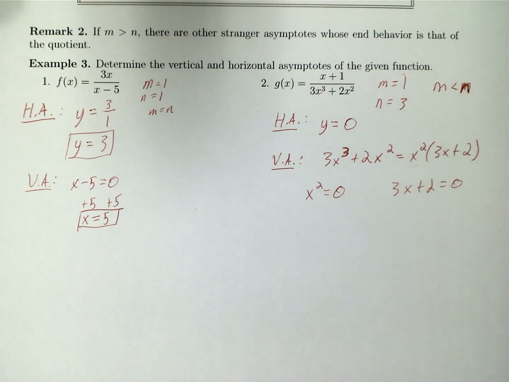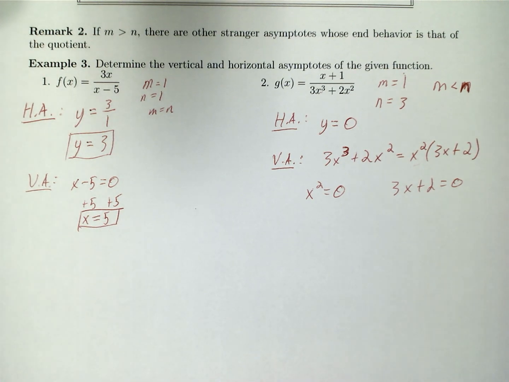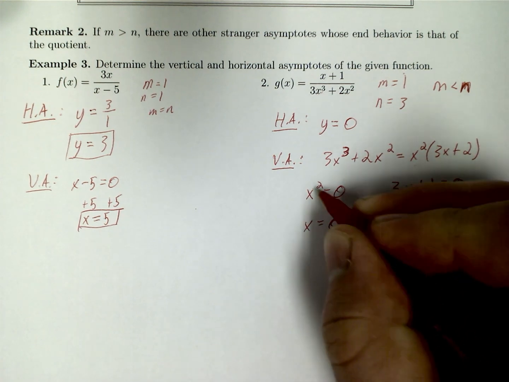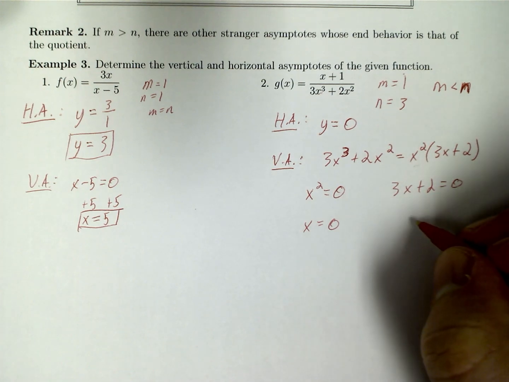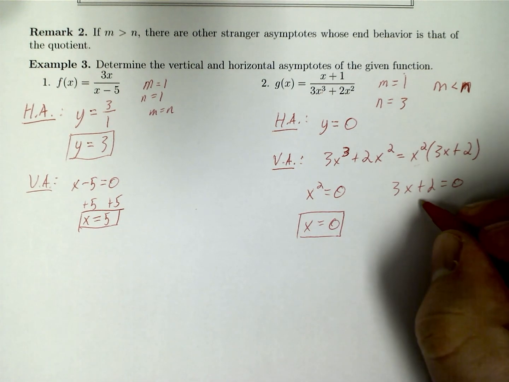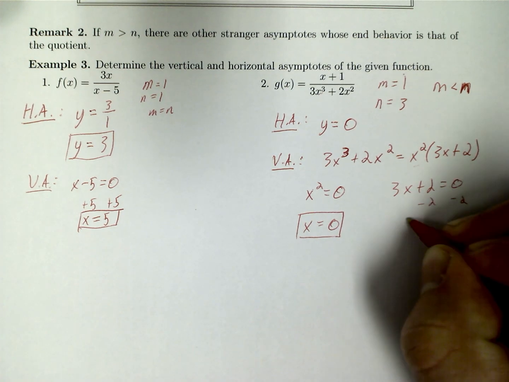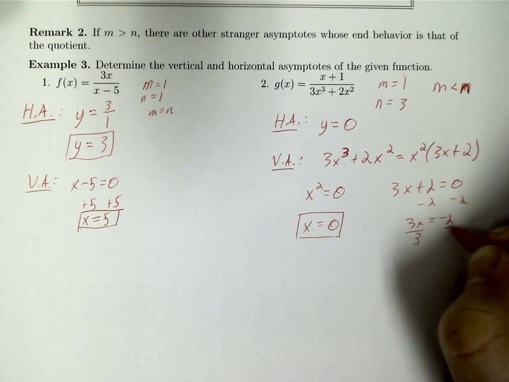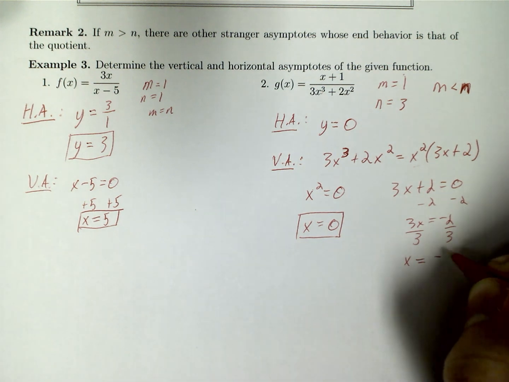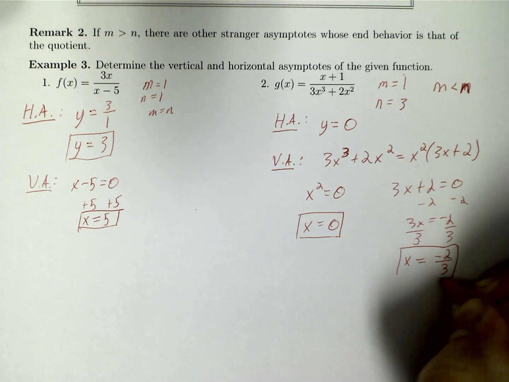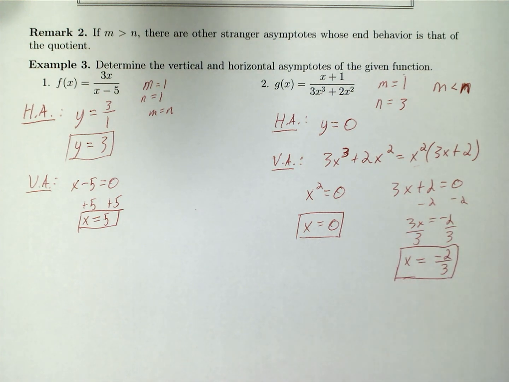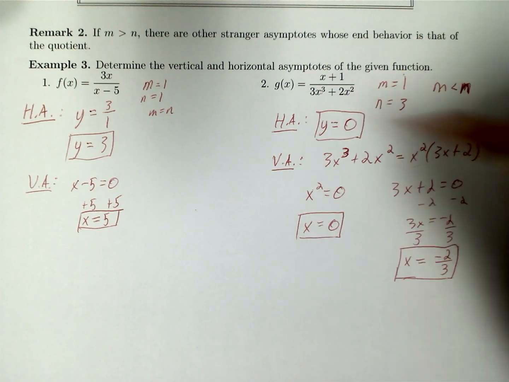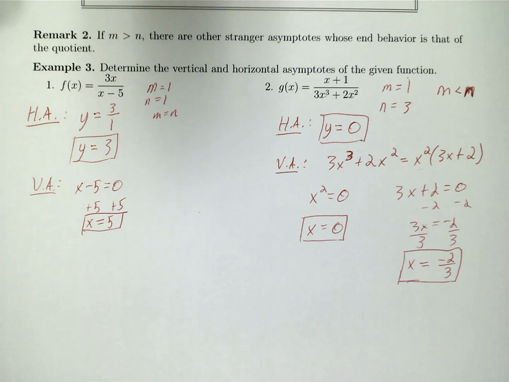So set each unique factor of the denominator equal to 0, unique as in not also being in the numerator, and solve. Well, we have the factor squared. We can just set the inside, so x equals 0 is one of the vertical asymptotes. And here we have to solve. Subtract 2, divide by 3 on both sides. x equals negative 2/3. And this is our other vertical asymptote. So x equals 0 and x equals negative 2/3 are our vertical asymptotes, and y equals 0 is our horizontal asymptote. That concludes this lecture.